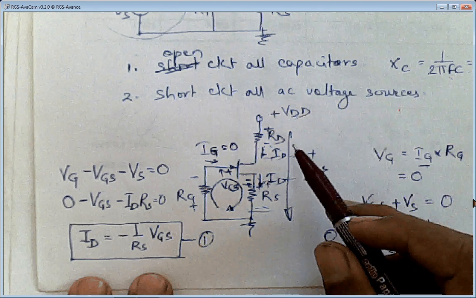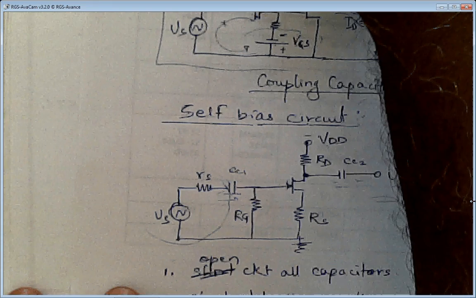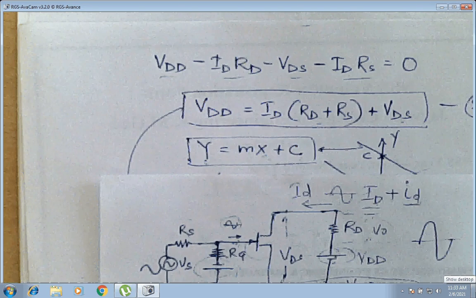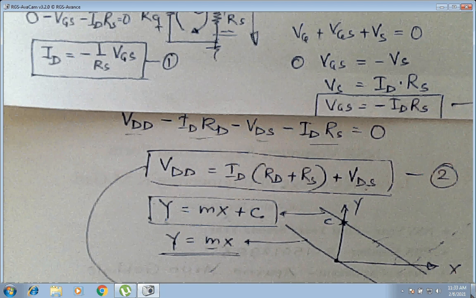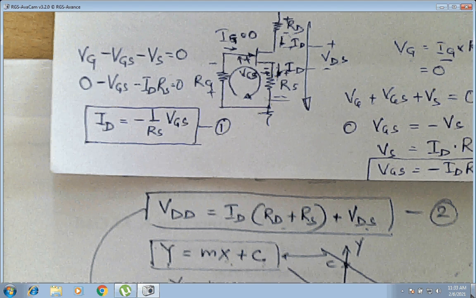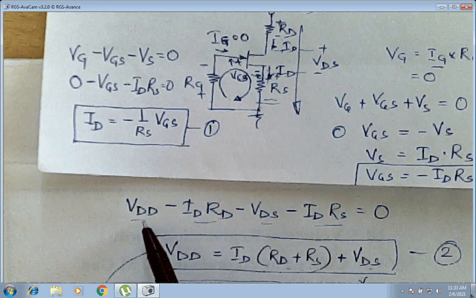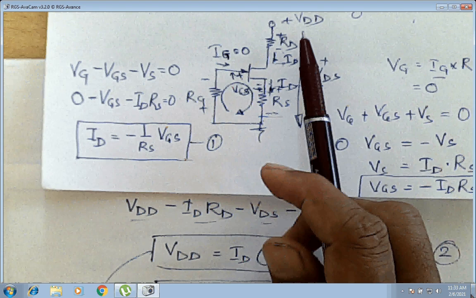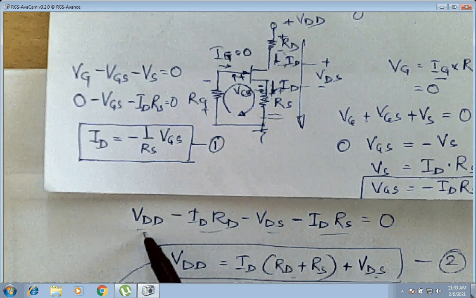So in this loop, we'll take all the components starting from VDD directly. I'll show you the circuit also. From this circuit you will understand what all the components we have taken. So from this circuit you can see that VDD is the voltage here. I've taken VDD as plus, so that will be minus to plus.